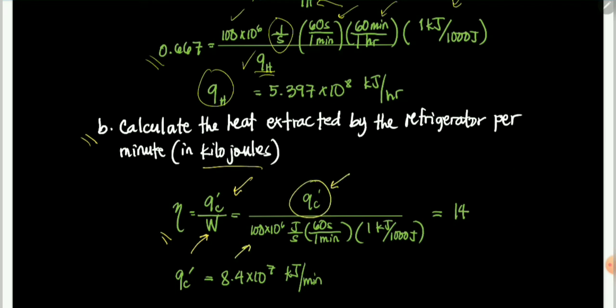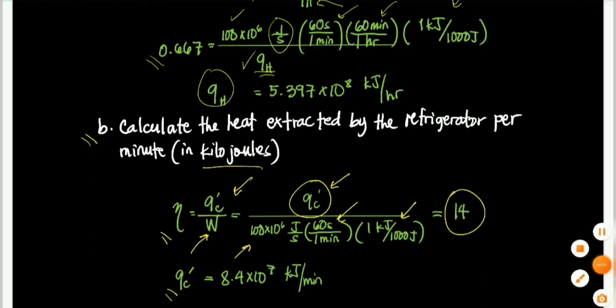The work input is 100 megawatts, so 100 times 10 to the 6 joules per second. Kailangan natin siyang i-convert into joules per minute, so we multiply by the 60 seconds per minute. Tapos kailangan natin ng kilojoules, so 1 kilojoule per 1,000 joules. So equate natin siya sa 14 because that's the calculated coefficient of performance based on the temperature. So we get QC prime equals 8.4 times 10 to the 7 kilojoules per minute.